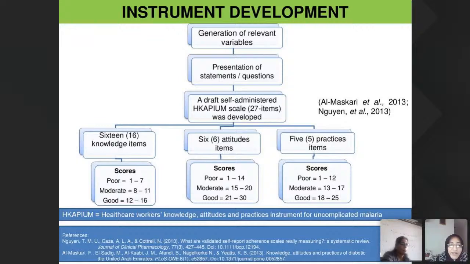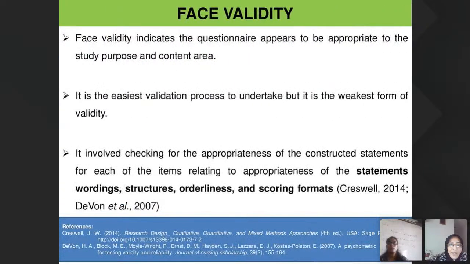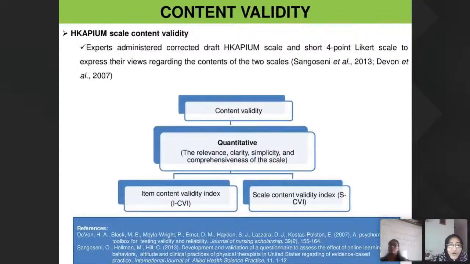And then the category, yeah? Okay. So this has been mentioned just now. We have done the extensive validity. Okay, I will show you what will be the outcome of the face validity and the content validity.